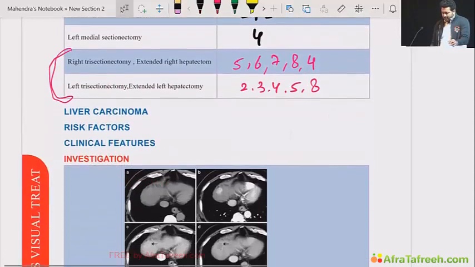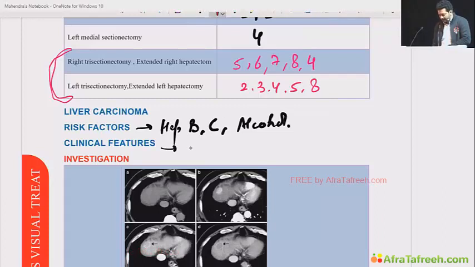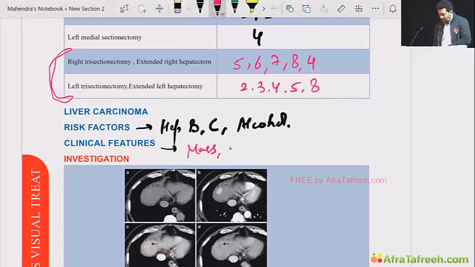Next thing, in liver carcinoma, what is the most common risk factor? Most common risk factor is hepatitis B. Hepatitis B, C, alcohol, these are the common risk factors. Clinical features, mostly the triad which you will see is the mass in the right hypochondrium, pain, and in the later stages you can see jaundice, weight loss, etc.